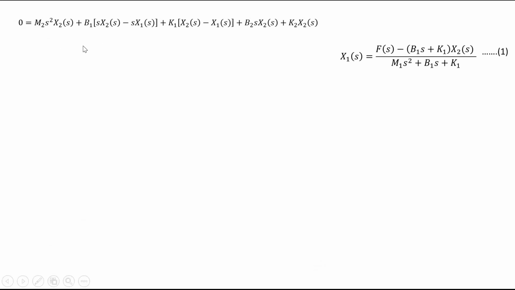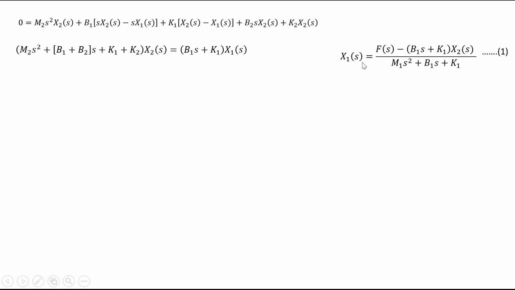So now we can rearrange this. Here we can take the x2 of s terms first. So m2 s square, b1 s, b2 s, then k1, k2. So m2 s square plus b1 plus b2 s plus k1 plus k2 for x2 of s, and this is minus b1 s x1 of s. So when we bring it to this side, it becomes b1 s plus k1 x1 of s.